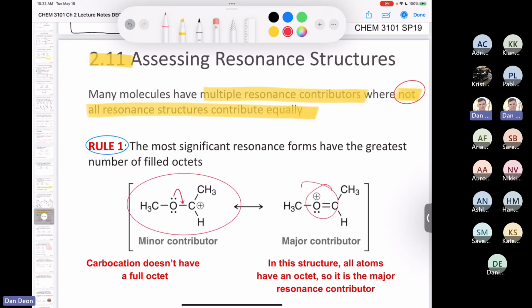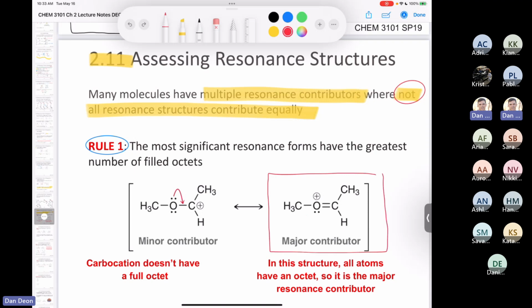But in fact, it's the opposite. This one, even though the positive charge is on the oxygen, is going to contribute more to the resonance hybrid, because in this resonance structure everything has a complete octet. The carbon has a complete octet, and the oxygen has a complete octet, whereas here the carbon has an incomplete octet. So that's rule number one.